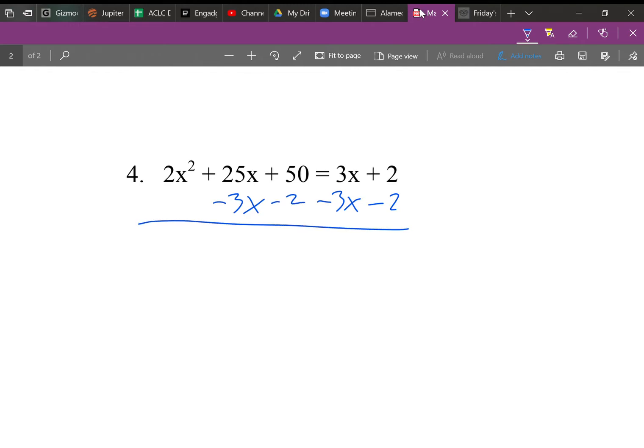So what do I have left? Well, the 2x squared is not changed. 25 minus 3 is 22. 50 minus 2 is 48. And this is now equal to 0, which is what I wanted. So now that it's equal to 0, we can find the discriminant.